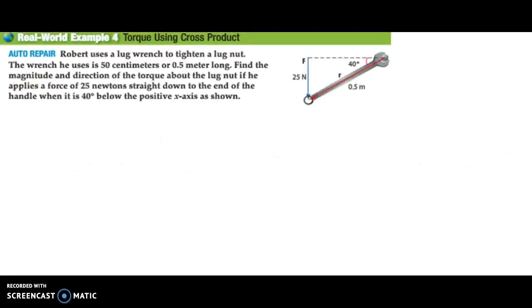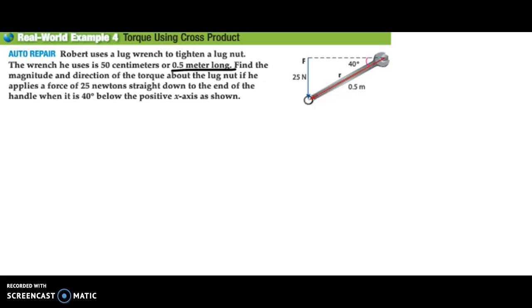So if we look at example 4, it says Robert uses a lug wrench to tighten a lug nut. The wrench he uses is 50 centimeters or 0.5 meters long. Remember, we want Newton meters, so that's important. Find the magnitude and direction of the torque about the lug nut if he applies a force of 25 newtons straight down to the end of the handle where it's 40 degrees below the positive x-axis as shown.